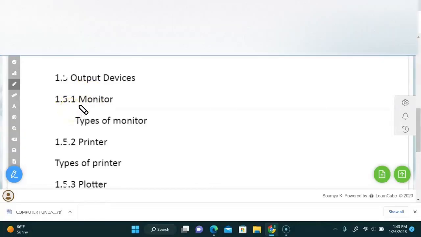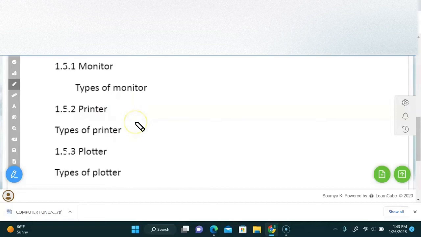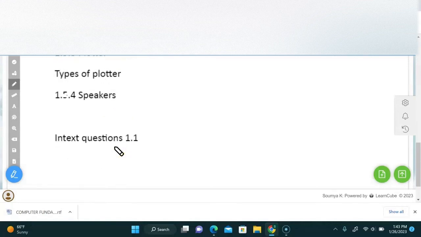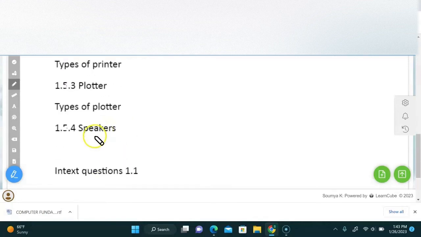You can see these are monitor, that comes as the first topic. The subtopic is monitor, and you will learn about the different types of monitors. Then comes printer, and the different types which are in use and the differences between them. And the next one is plotter, and you can see some plotter examples too, and its types as well.